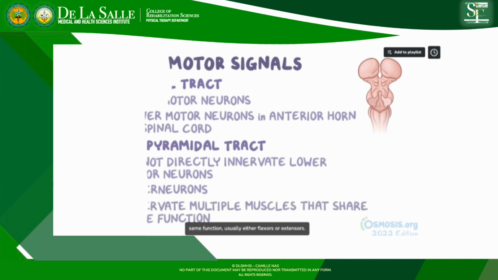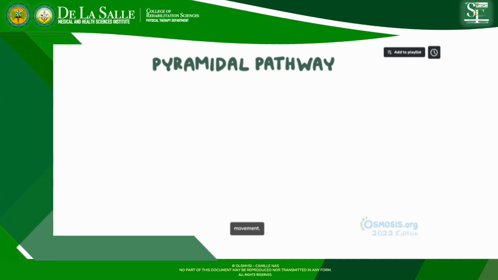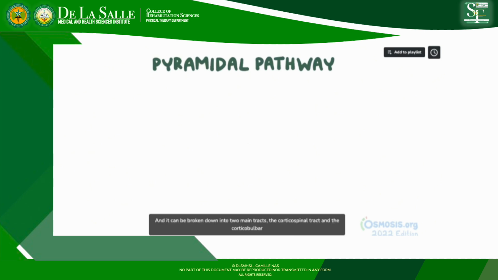The pyramidal pathway is the primary pathway that carries out motor commands for voluntary movement, and it can be broken down into the two main tracts, the corticospinal tract and the corticobulbar tract.